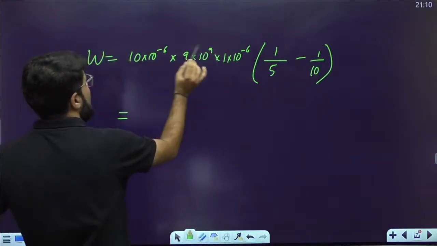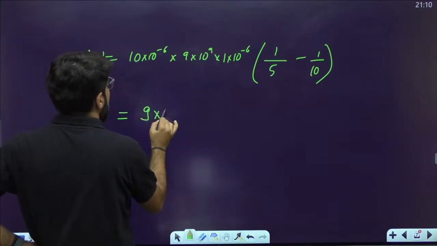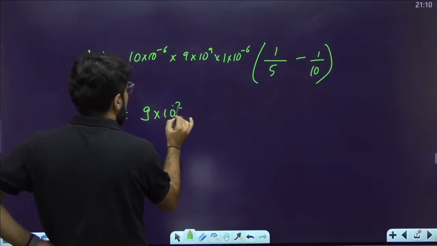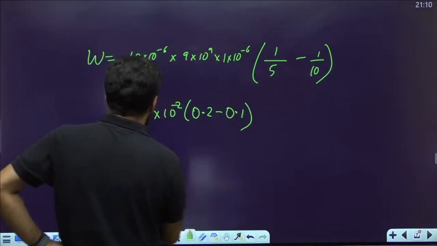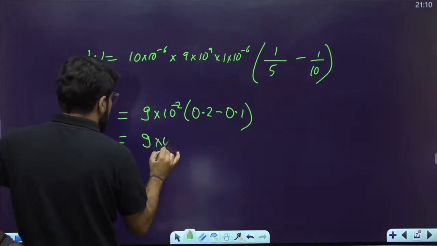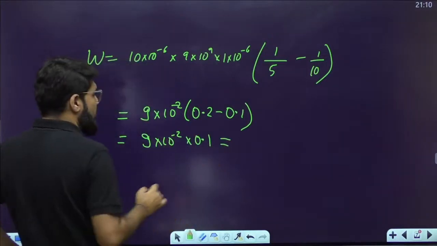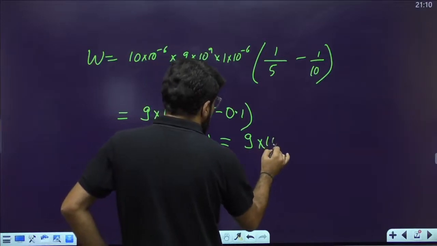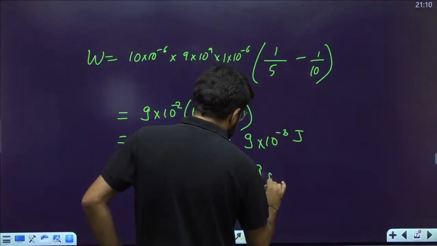Okay, so 10 power minus 12. So 9, and then 10 power 10 cancels to 10 power minus 2, into 0.2 minus 0.1. So the answer is 9 into 10 power minus 2 into 0.1. 0.1 is also 10 power minus 1. So finally this is 9 into 10 power minus 3 joules. So final work done can be written as 9 millijoules.